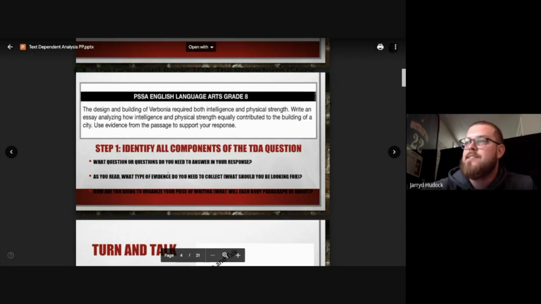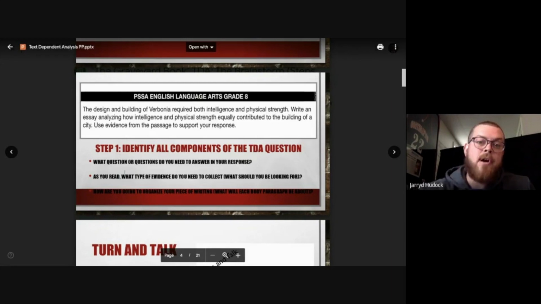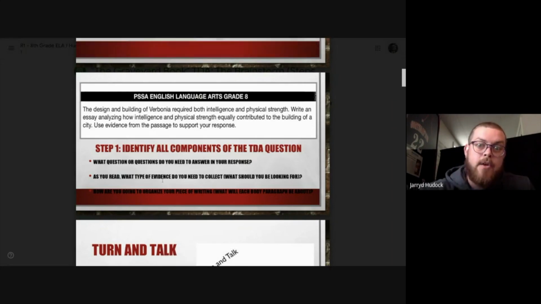What type of evidence should they be collecting? And then also, this will inform how they're going to organize their paragraph. So if they can identify the questions that they need to answer, let's say there's 2 main questions, well, then they know that each body paragraph that they write is going to answer one of those 2 questions.